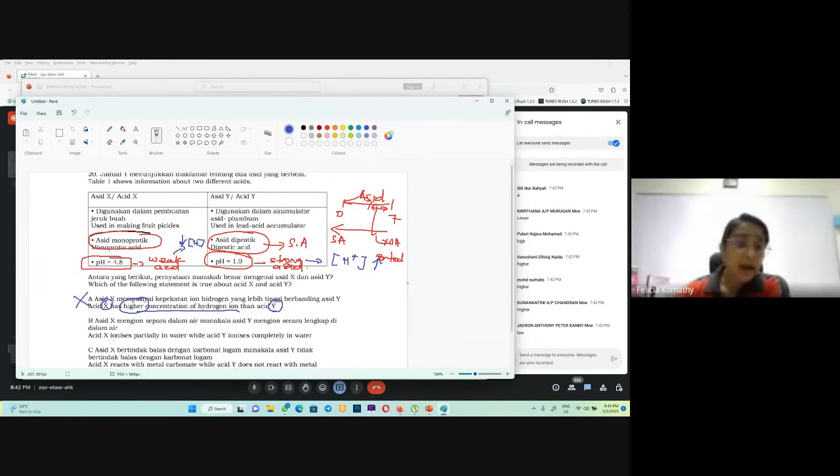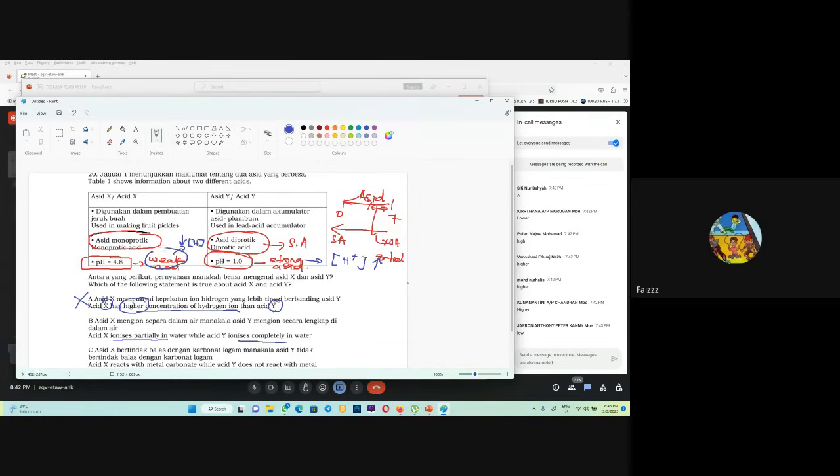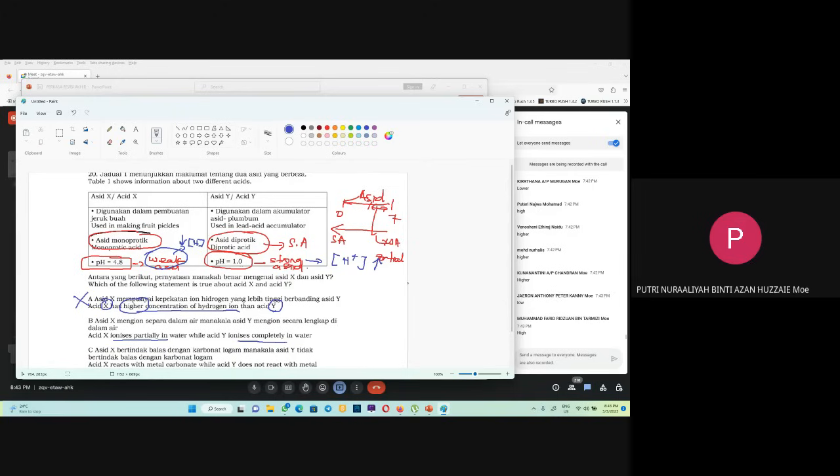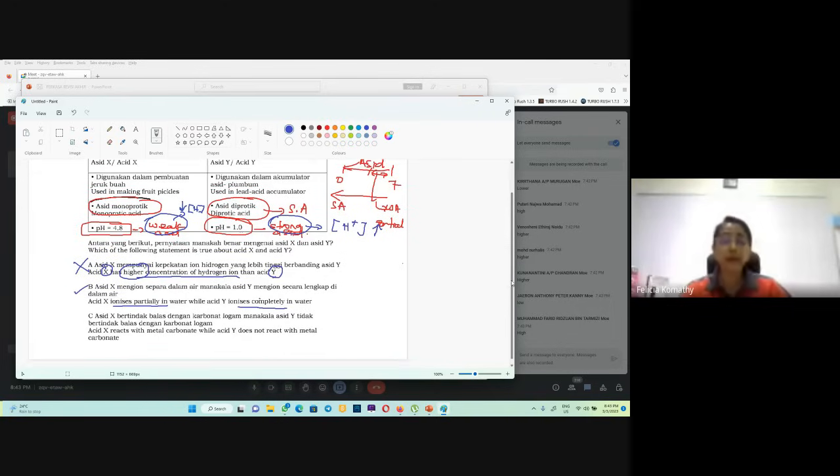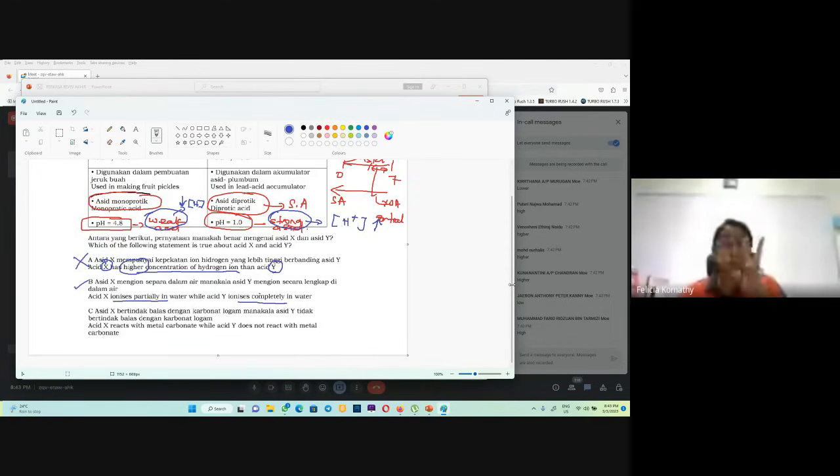Dia kata ionizes partially. This one ionizes completely. Betul ke? Betul. Weak, partially, strong, completely. Okay, B boleh diterima. Tapi kita masih kena check. Don't straight away take the B ya. As I told you, for paper 1, they'll give you 2 statements about the correct one, but you have to choose the best one. Okay? Di sini ada C saja ke? Sampai C saja. Okay, never mind.